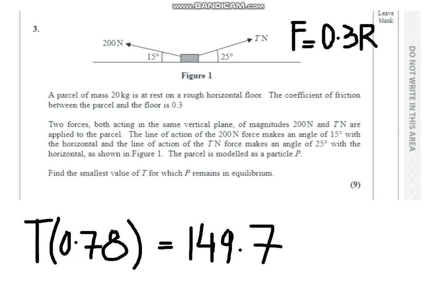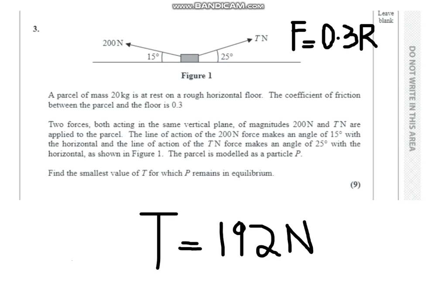Now I'll divide by 0.78 on both sides, and our final answer will be T equal to 192 Newton. Our original answer was 191.923, so you just round it off and you get 192 Newton. And that's the smallest value of T for which P remains in equilibrium.